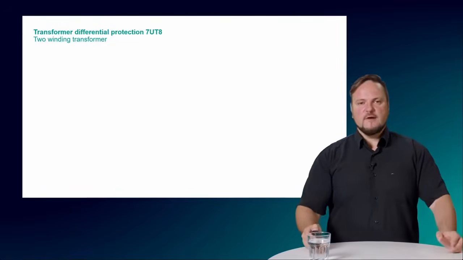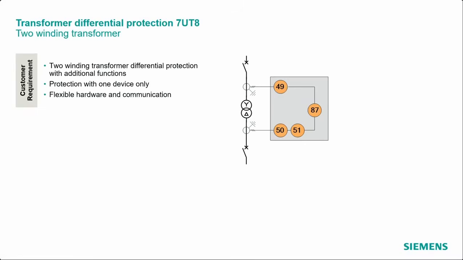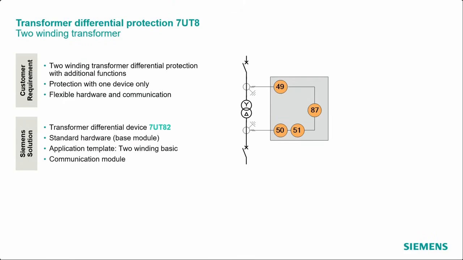My first application is a simple two-winding transformer application. Here, as we can see in that picture, we have the two-winding transformer application. That means we have to count the number of transformer sites, 2 in total, and also we have to count the number of current measuring points. With this information and the information from the customer, we can select the right device. In that case, I would select the 7UT82.